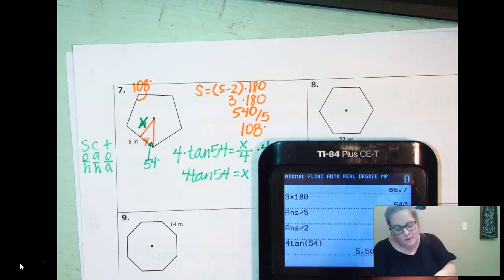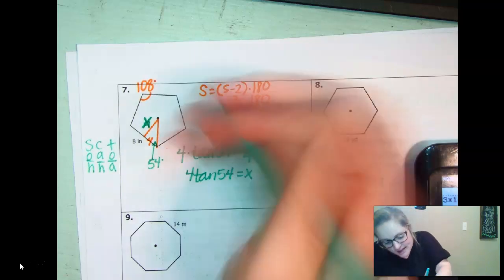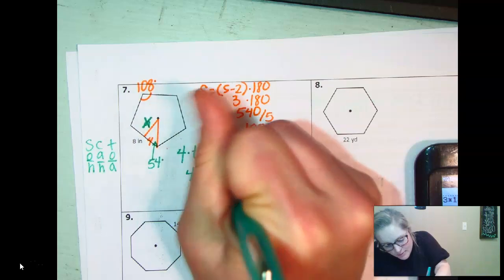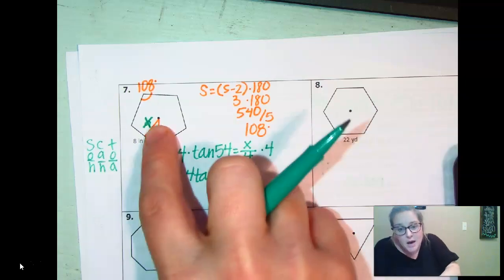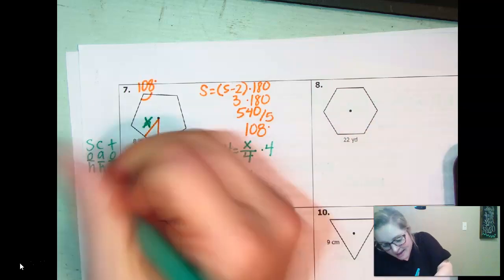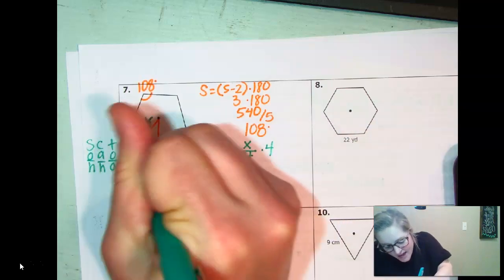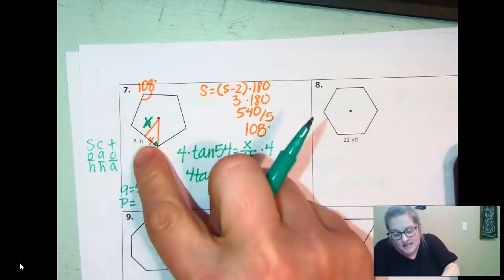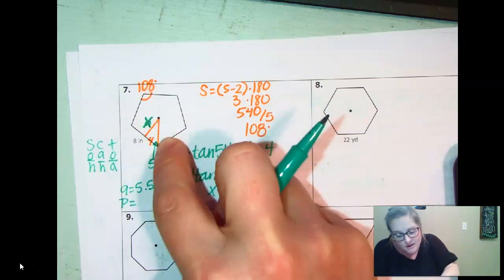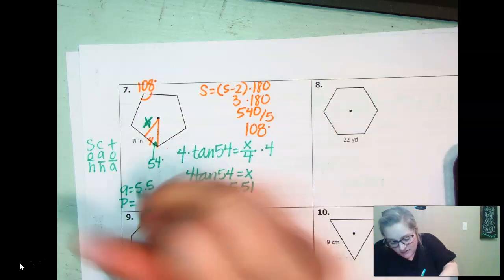5.51 is what that would be. So X equals 5.51, or you could even just say 5.5. That is going to be my x, which is the apothem. So my A is 5.5. My perimeter is going to be 8 times 5, because there are 5 sides. 8 times 5 is 40.